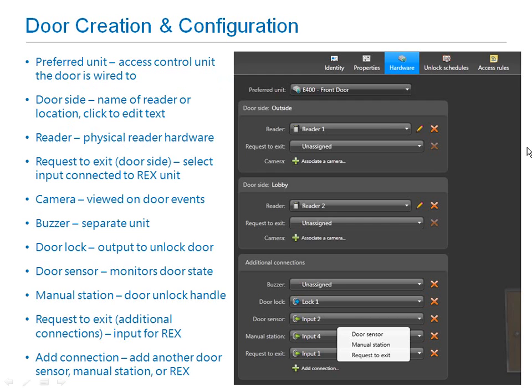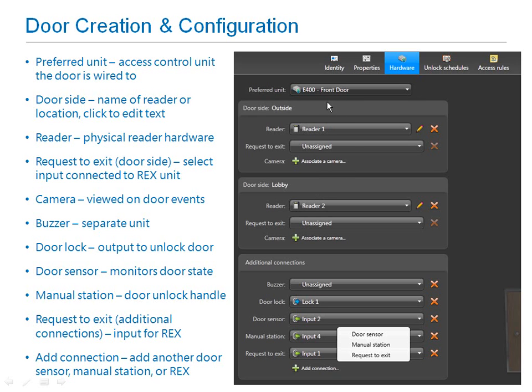Now, taking a look at the hardware tab, let's go over what each option is used for. Starting with the preferred unit up here, this is the access control unit that will be shown by default when selecting a connection, and is usually the unit the readers are wired to. This is for convenience only, as you can still assign readers, inputs, and outputs without a preferred unit selected. You'll also be able to choose a connection from another unit even if you have a preferred unit selected.